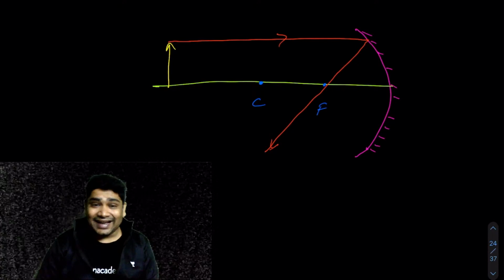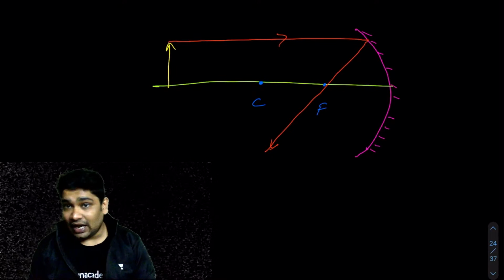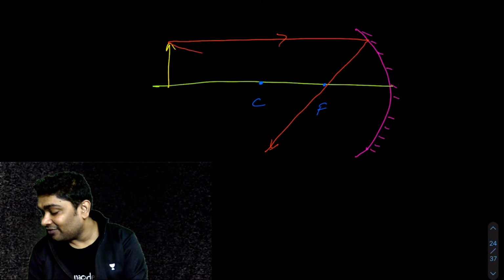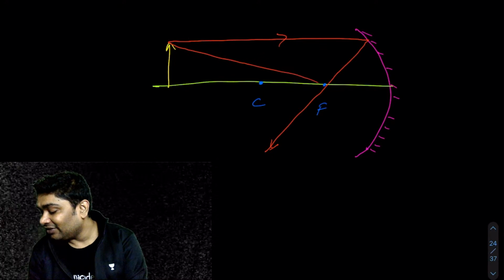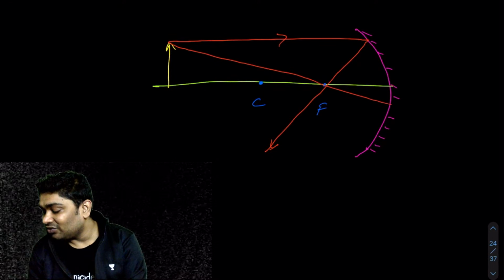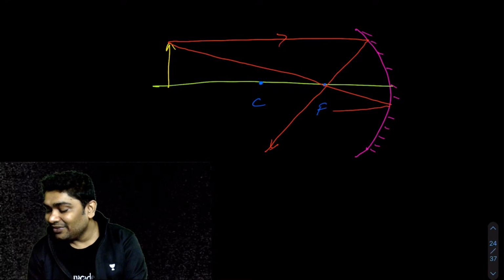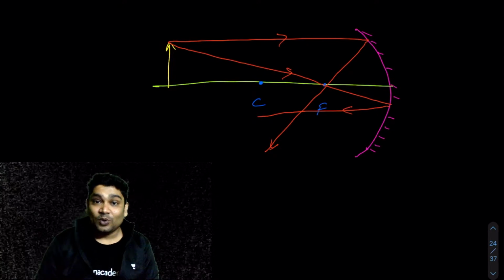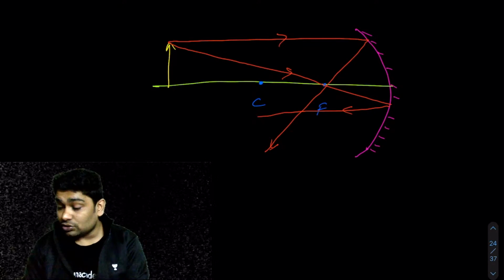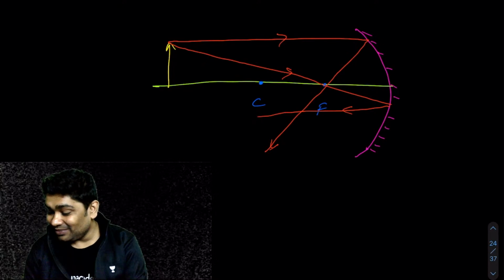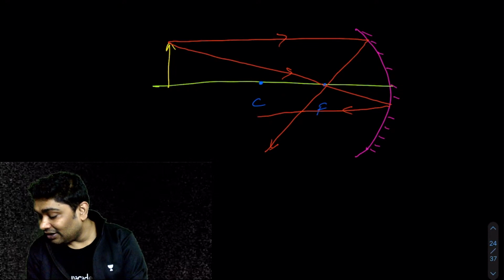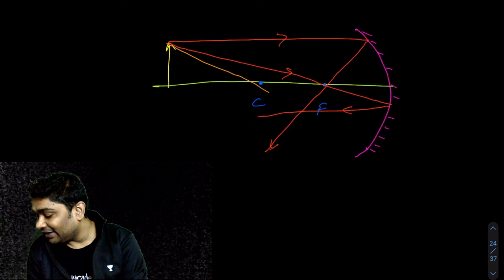The next is I can consider any of the other rays. I can consider one ray that goes towards the focus, and after reflection, I know that this would have become parallel to the principal axis. So that is one ray that I could have considered. Or I could have considered other rays also. Let's see some other rays also. Another ray that I could have considered would be like this.